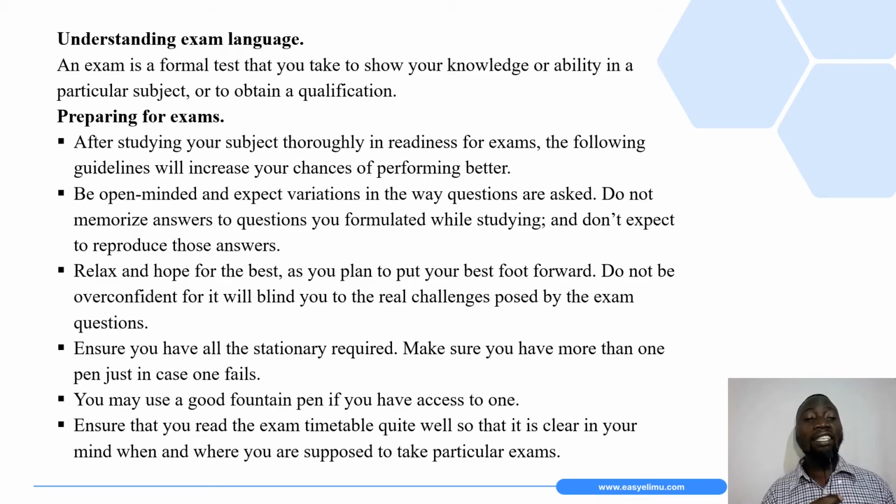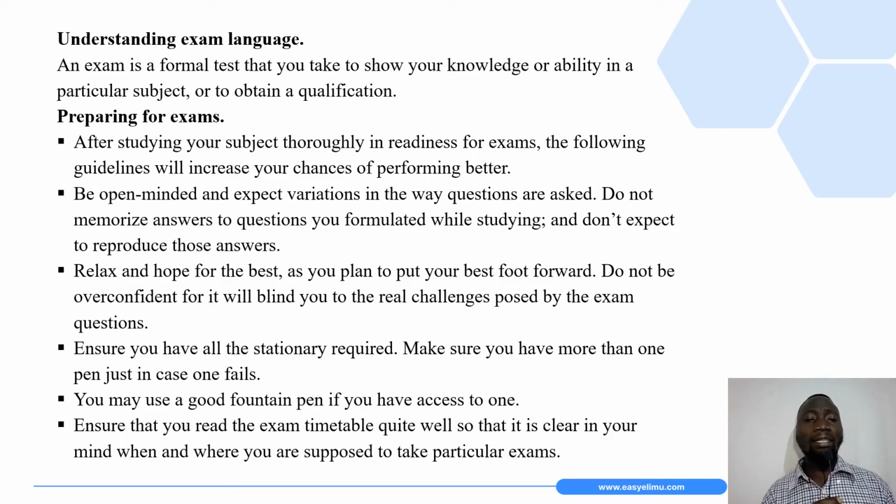The first thing is being open-minded and expecting variations in the way questions are asked. Remember, someone who is open-minded is someone who is willing to obtain information, that is, learn more, get other people's perspectives and opinions. So do not memorize answers to questions you formulated while studying, and don't expect to reproduce those answers.